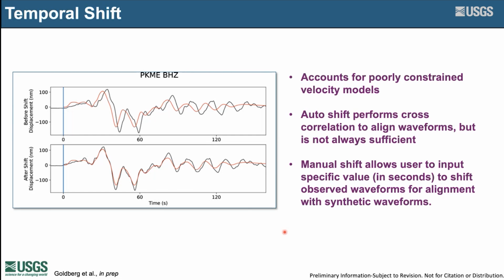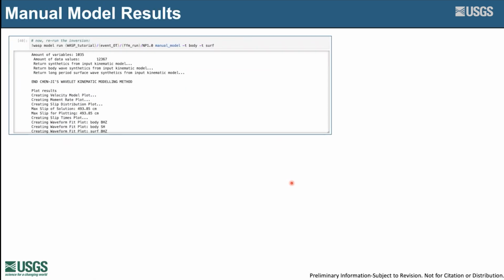But sometimes that doesn't always work right, especially when you have some more complexity showing up in your waveforms. And so we also provide a manual shift option where users can input a specific value in seconds that they want to shift their observed waveforms by to align with the synthetic waveforms. So let's just assume that I've already made all of those changes in the Jupyter notebook. And with all of those changes in place, we can rerun the inversion.